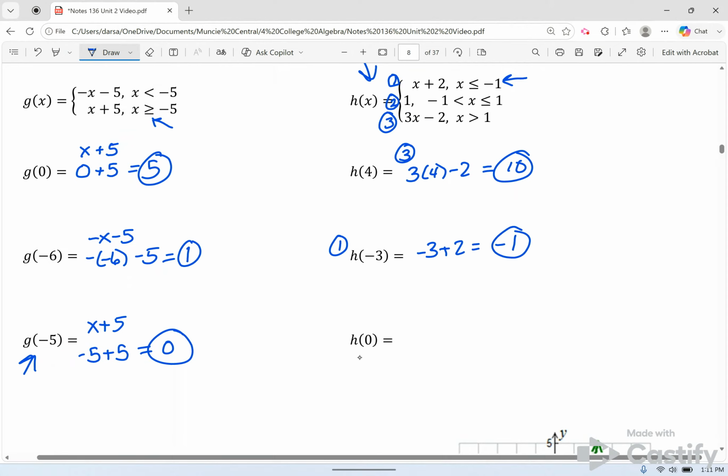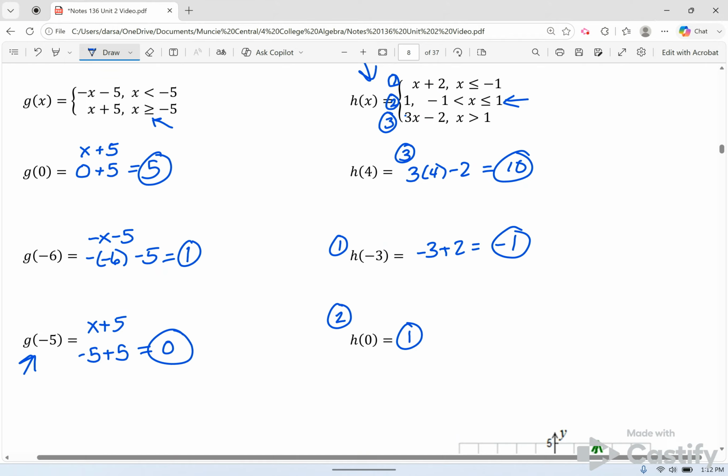we'll get an answer of -1. And then h of 0, this one kind of throws people off a little bit, so let's talk about this. So obviously 0 is between -1 and 1, so we're going to plug into the second equation. And this is something that's going to happen a lot. The equation here is just 1. Notice how there's no x's. What does that mean? It means that for any number in there, the answer is 1. So if you plug in a 0.5, the answer is 1. If you plug in -1/4, the answer is 1. So what is h of 0? If we are using equation number 2, the answer is always going to be 1.